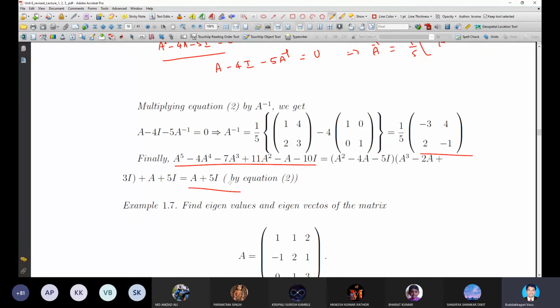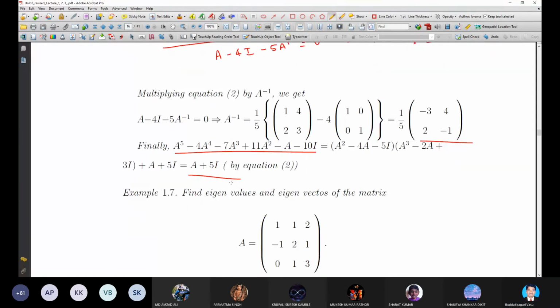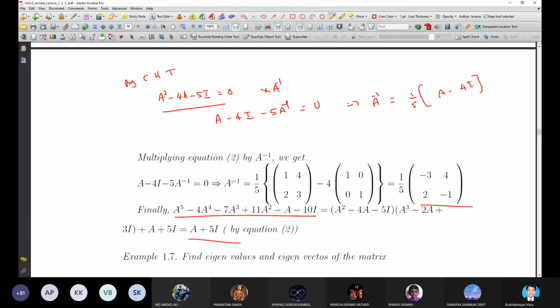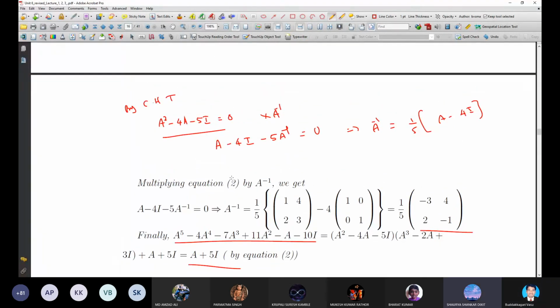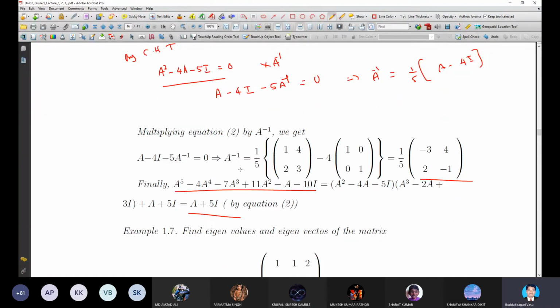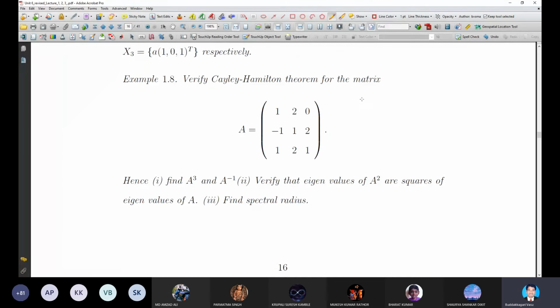Any doubt in this? Any doubt in this Cayley-Hamilton theorem? Yes, students. No, sir. Okay, let's move on.